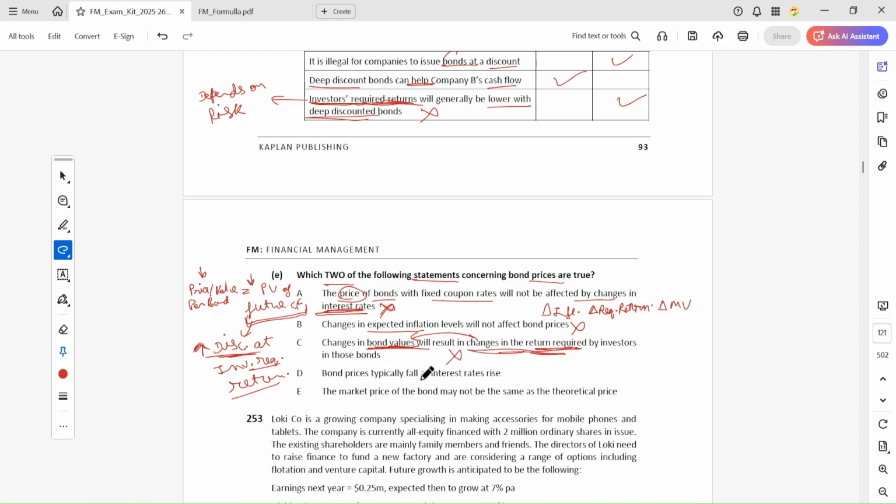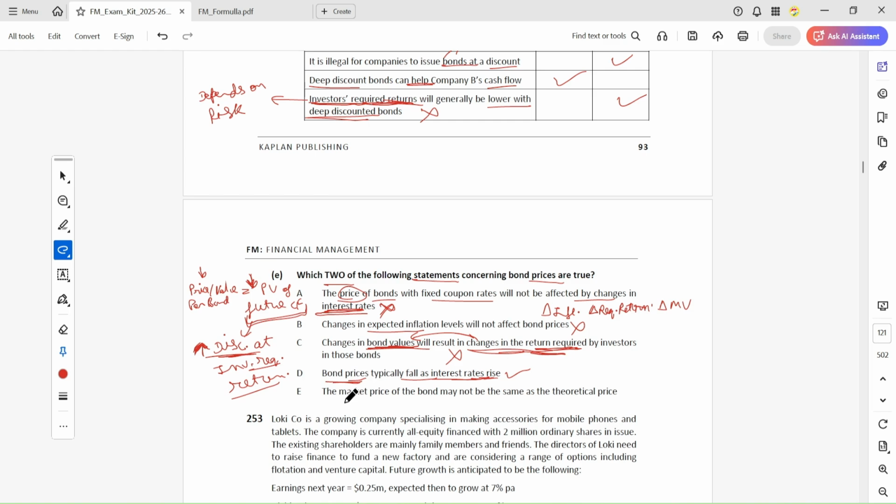Bond prices typically fall as the interest rate rises. Yes, this is true. We understood here that if the interest rate increases, the value decreases. Okay, the bond price will decrease.